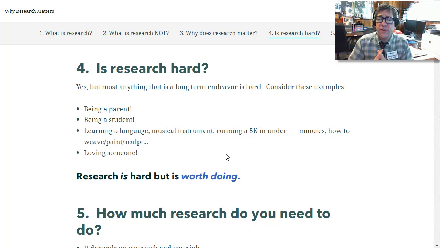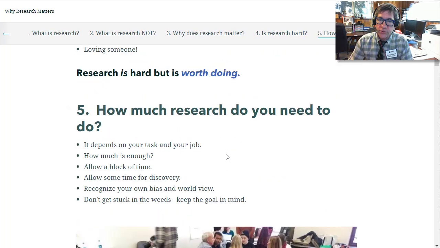Is research hard? I often get this question from students. Well, sure it's hard. Learning is hard. Investigating is hard. It's not easy. But most anything that is a long-term endeavor is hard, it's challenging, it's difficult. Consider these examples. Being a parent is hard. Being a student is hard. Learning a language, a musical instrument, running a 5K race in under X minutes, whatever your goal is. How to weave, how to paint, how to sculpt, how to do any sort of craft. That's hard. Loving someone, that's hard. That's challenging. Research is hard, but it's worth doing. It's worth doing, and I encourage you to do so.